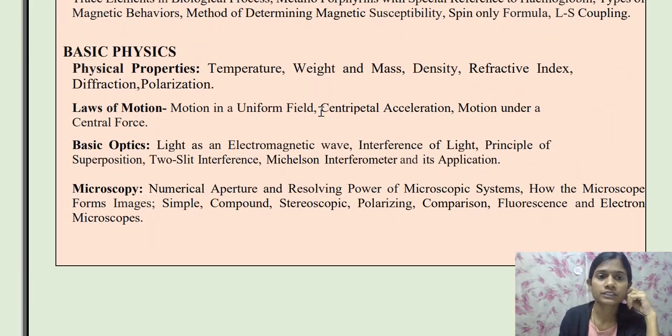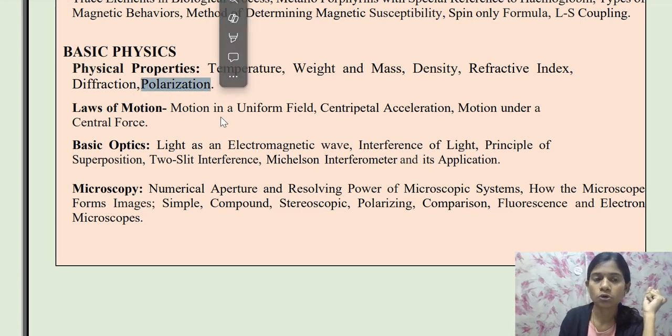Next, basic physics. Physical properties, which include temperature, weight, mass, density, refractive index, diffraction, polarization. We use these basic physics principles in forensic analysis of different evidences. In the case of physical evidences like soil, we go with density analysis. In the case of glass also, we go with density and refractive index analysis. And in some other evidences, we go with polarization also.